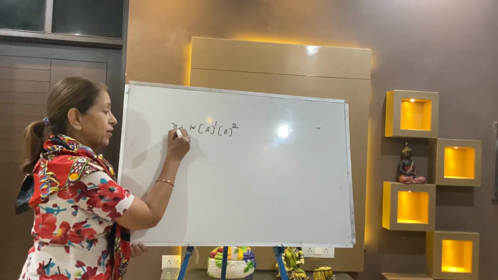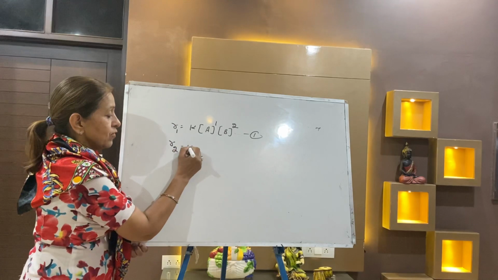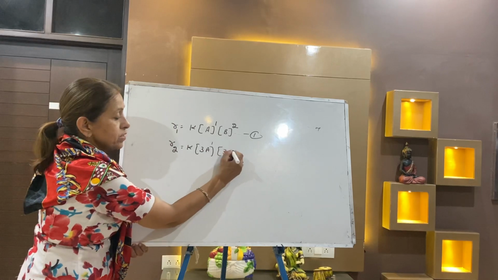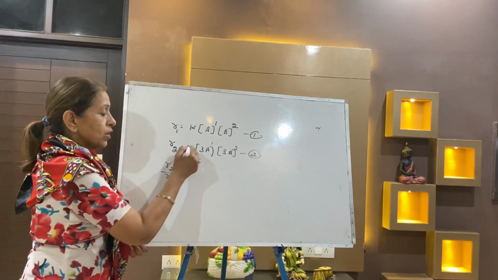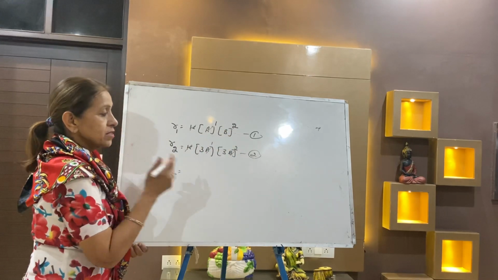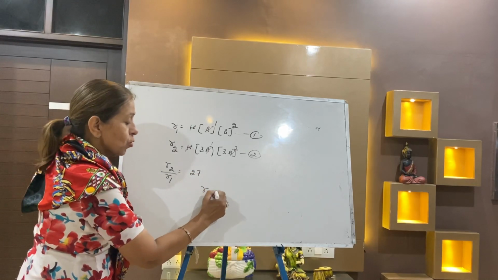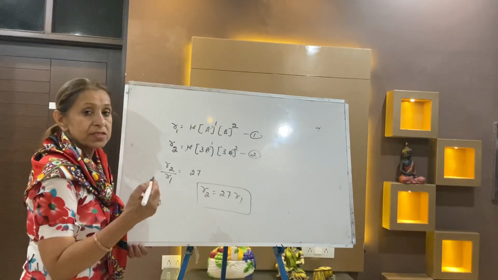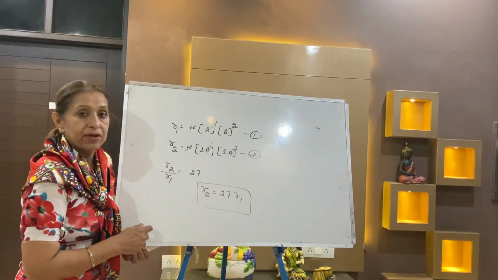Now this is your first equation, make it R1, equation 1. Now what is the effect on the next rate when the concentration is increased 3 times, 3A and 3B whole square? The answer is, you divide these two equations, R2 by R1. Your K cancels, A cancels, B square cancels. Your answer is 3 power 1 and 3 power 2, that is 27. So R2 is equal to 27 R1. The new rate is 27 times the old rate.